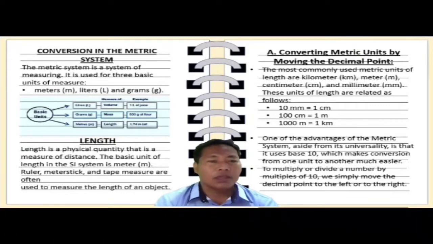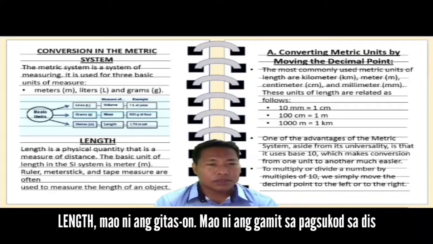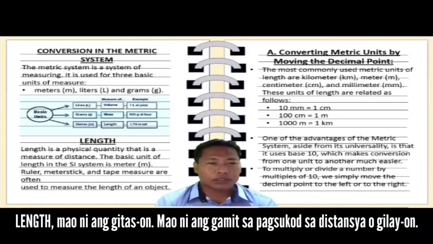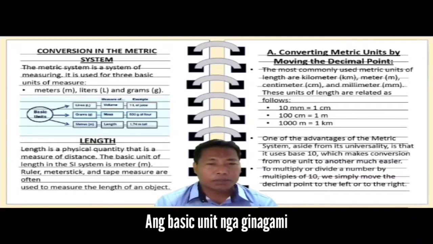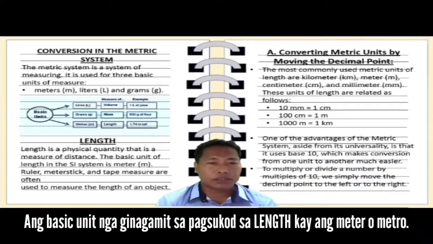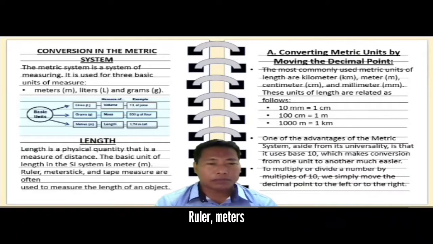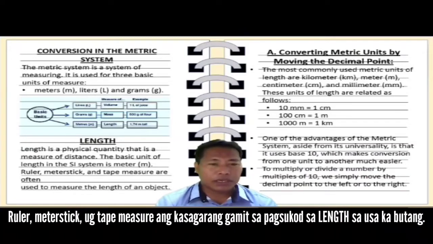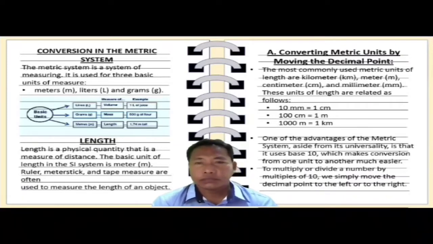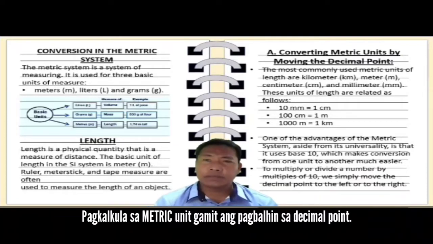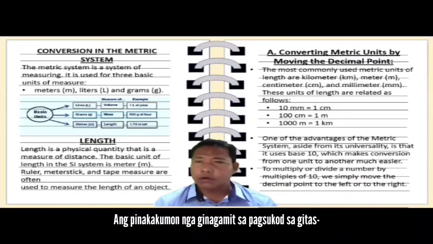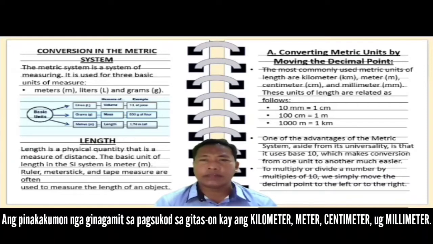And length is a physical quantity that is a measure of distance. The basic unit of length in the SI system is the meter, or m. Ruler, meter stick, and tape measure are often used to measure the length of an object. Now, converting metric units by moving the decimal point. The most commonly used metric units of length are kilometer, km, meter, m, centimeter, cm, and millimeter, mm.